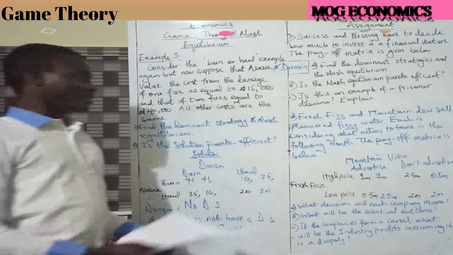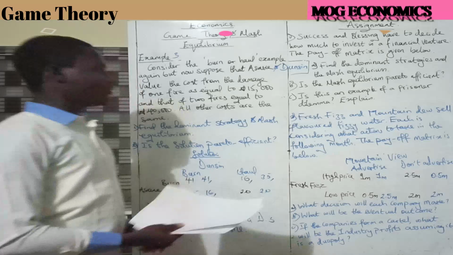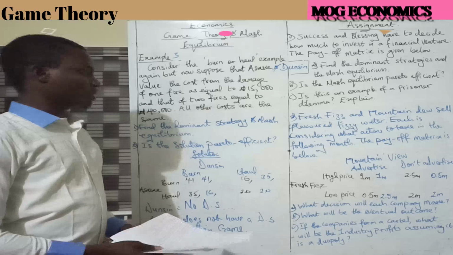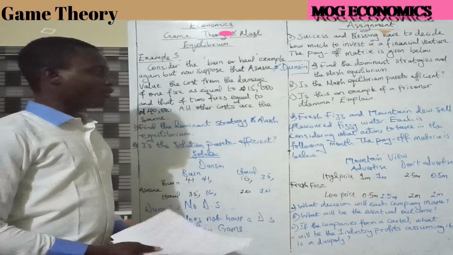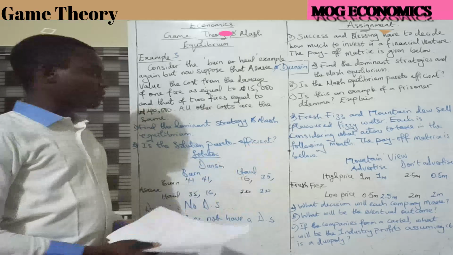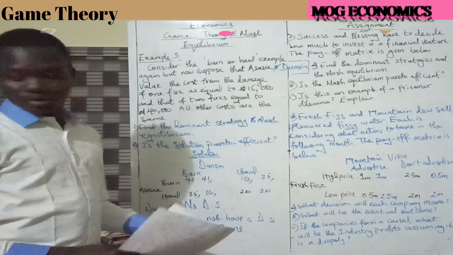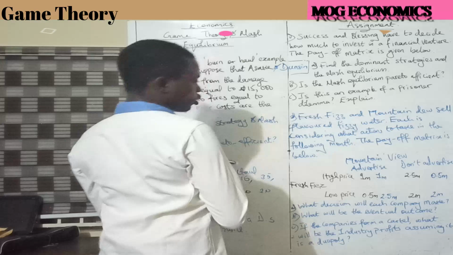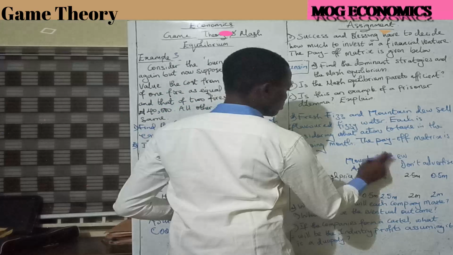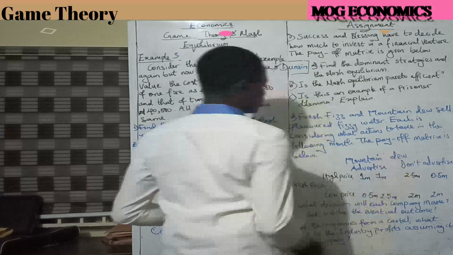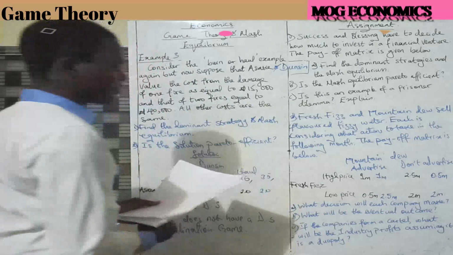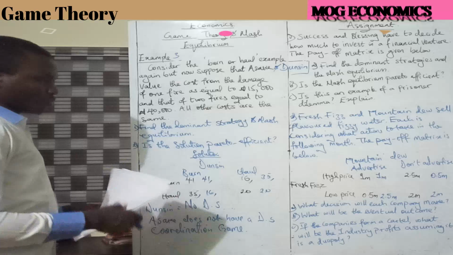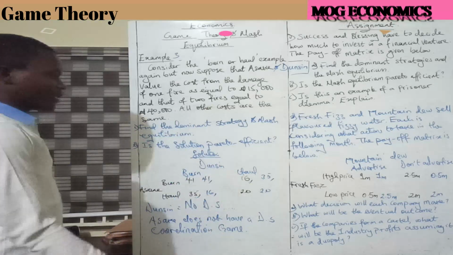And number two, Fresh Fizz and Mountain Dew, self-flavored fizzy water. Each is considering what actions to take in the following months, and the payout matrix is below. So here you have Mountain Dew: advertise, don't advertise. Then Fresh Fizz can charge a high price or a low price. So there you have their payoffs.